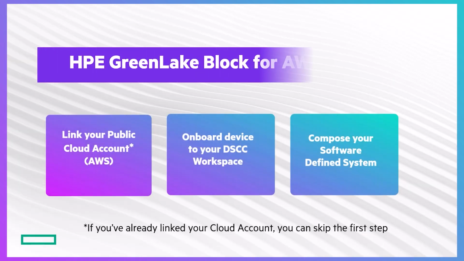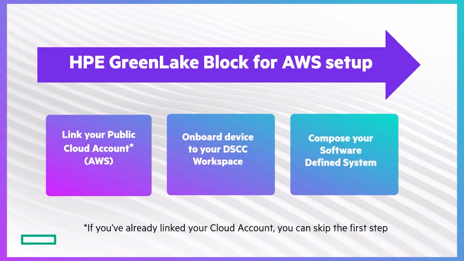There are 3 easy setup steps. The first 2 are to link your AWS public cloud account to DSCC and onboard your device to DSCC using the serial number and subscription key that HPE provides. Those 2 steps can be done in any order as long as they're completed before the last step, which is to compose your software-defined system.